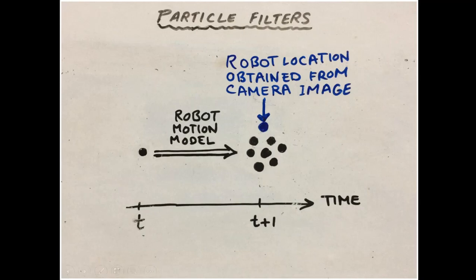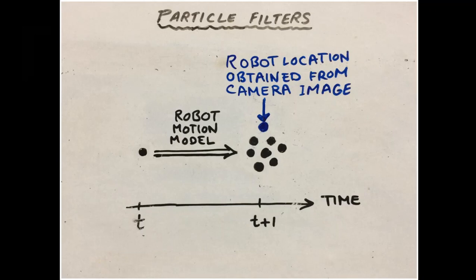Now, how are we going to process these particles? And note that our guide here is the camera, the sensor data. So you see this blue dot representing the location. This blue particle is representing the robot location as told to us by the camera image, whereas the black particles are representing the robot location based upon the virtual images, that is, the images based upon our robot motion model.